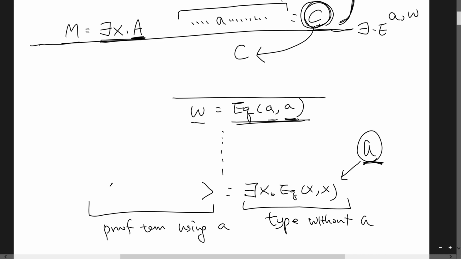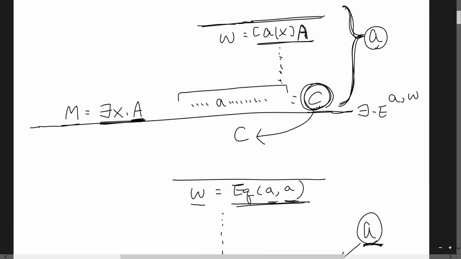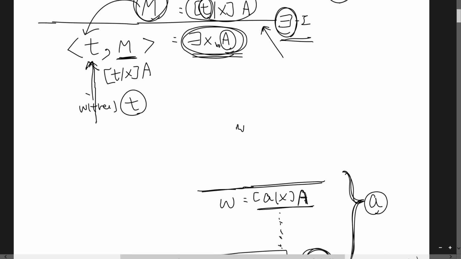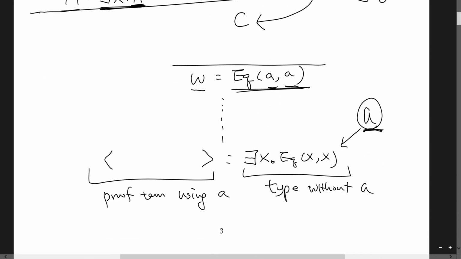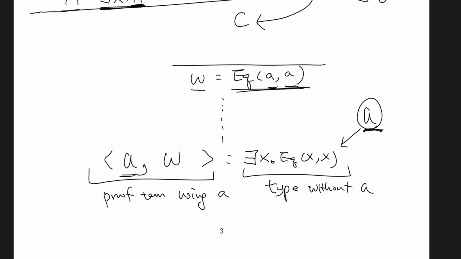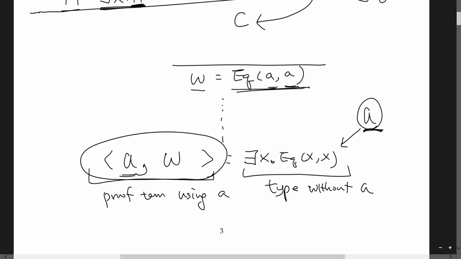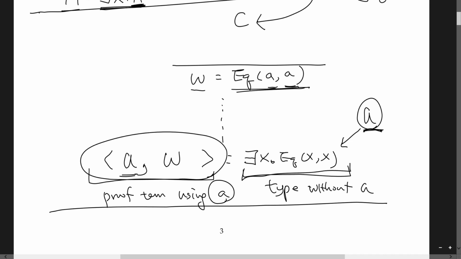And the proof term is going to be, first, you have to present the witness and then the proof term for this particular witness. So the witness is A, and the proof term for this particular witness A is W. So we see that inside this proof term, it's okay to use A. It's not going to escape the premise. But inside this type, you are not supposed to use A. So here, this is an example.